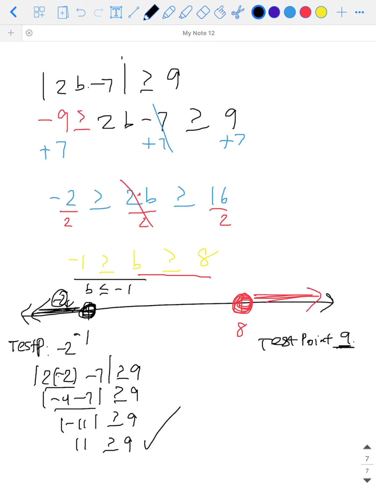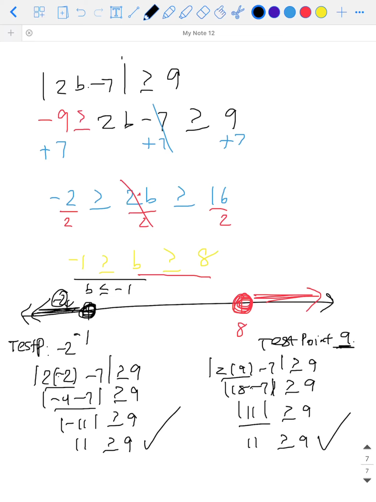Going to test point number 9. 2 times 9 minus 7. 2 times 9 is 18. 18 minus 7, that's 11. Absolute value of 11 is 11, which is indeed greater than or equal to 9. So therefore, your solution will look like this.